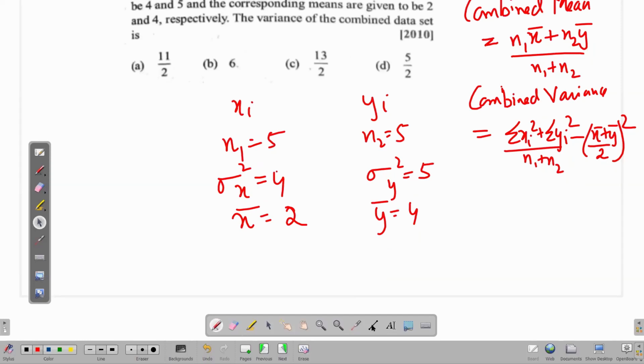In order to use this formula, I have x bar, that is 2, I have y bar, that is 4, but I don't have sigma xi square and sigma yi square. As I already told you, the sum of the squares I can obtain from the formula of variance. So I just find the value of sigma xi square and sigma yi square, and then I substitute the values here, and then I can find the variance of the combined data, that means the combined variance.